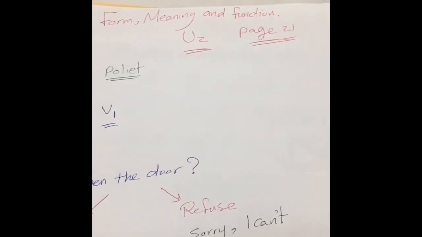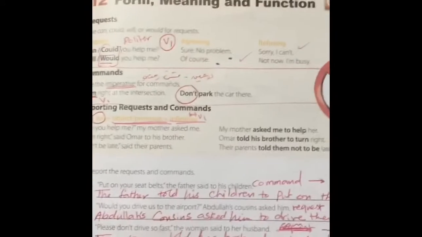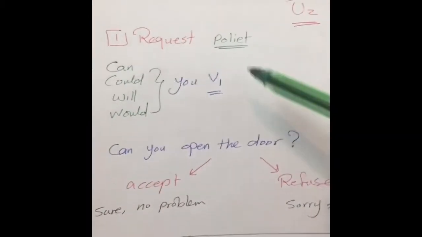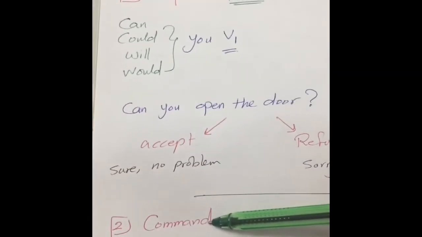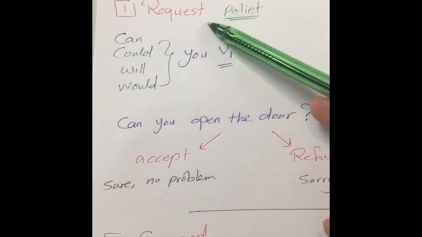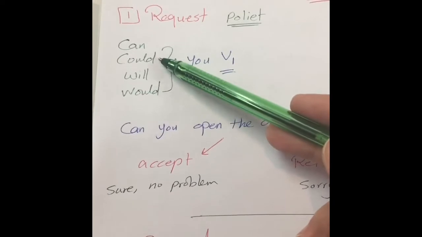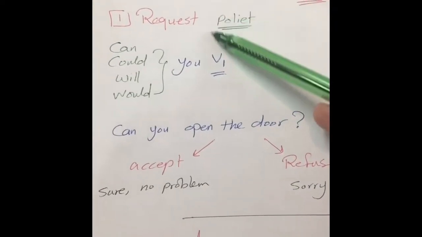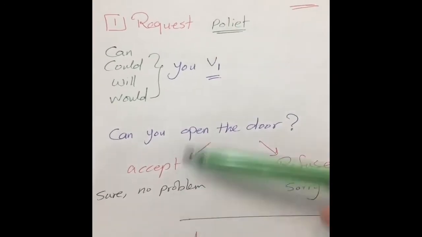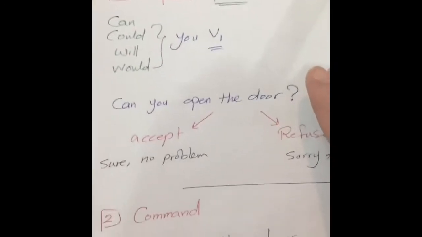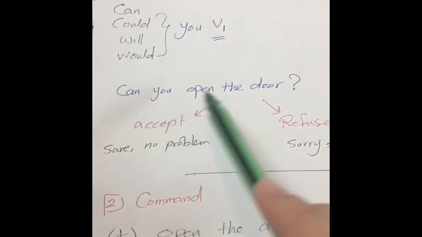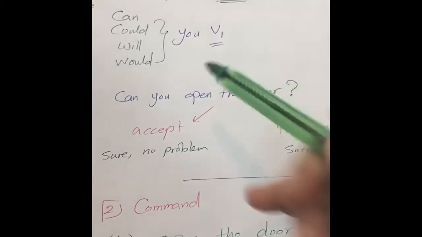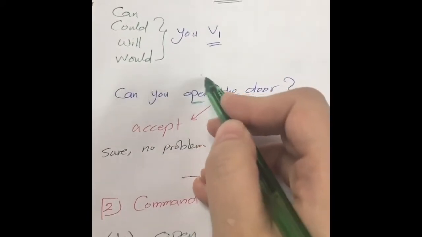Form, meaning and function, Unit 2, page 21. This one. Number 1, we have requests, and number 2, we have commands. With requests, we always use can, could, will, would with you, verb 1. Requests are politer than commands. They are polite. For example, can you open the door? Or could you open the door? Or will you open the door? Notice here we have verb 1.